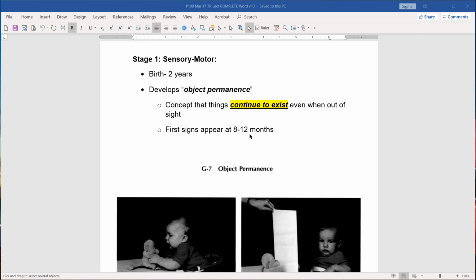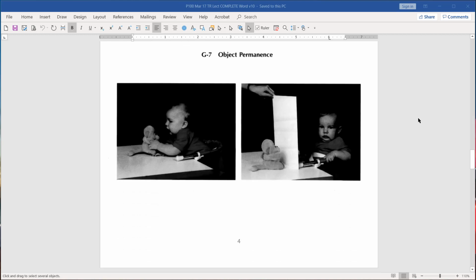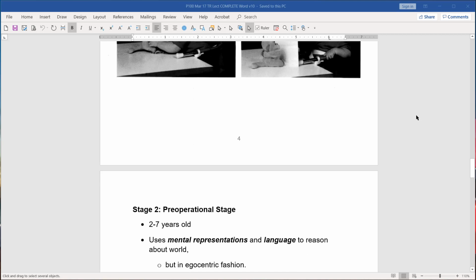If you're a student in my class, you don't need to memorize these ages, but I do expect you to remember that early in stage 1, they don't have object permanence. Later in stage 1, they do. That is stage 1, sensory motor stage.